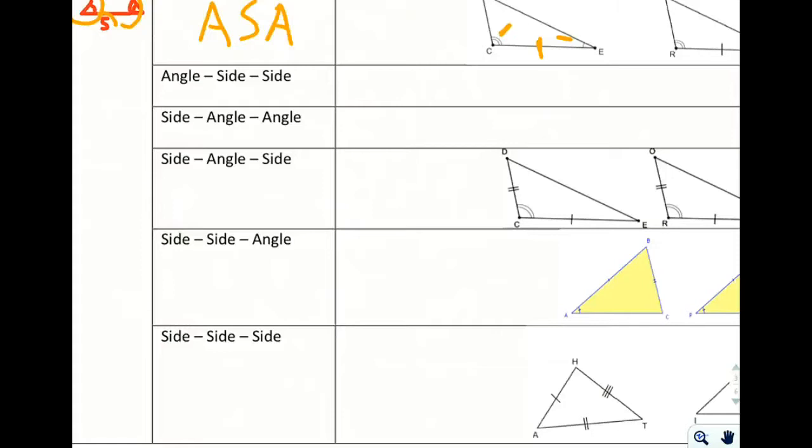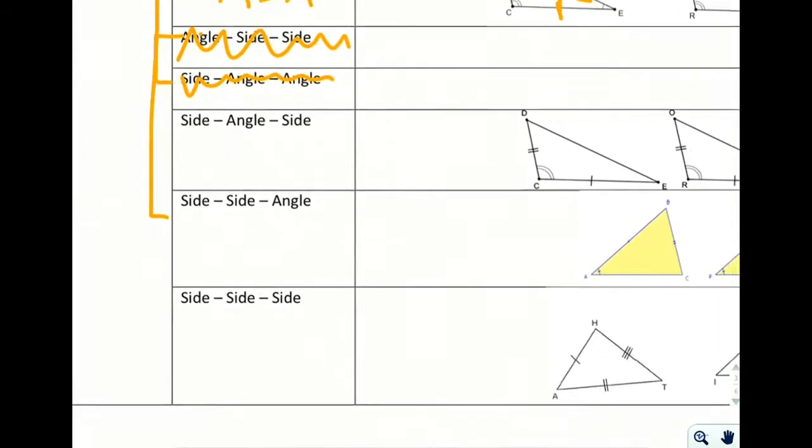So angle, side, side, and reading it backwards, side, side, angle, are exactly the same. So these two here are exactly the same, so we're actually just going to cross that one out. Same thing here, side, angle, angle, same as angle, angle, side above, so we're going to cross that one out. If you're wondering why we picked angle, side, side to cross out, look at its abbreviation and you'll understand.